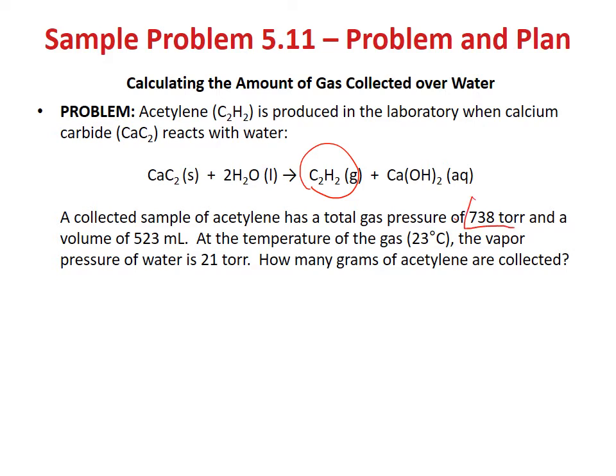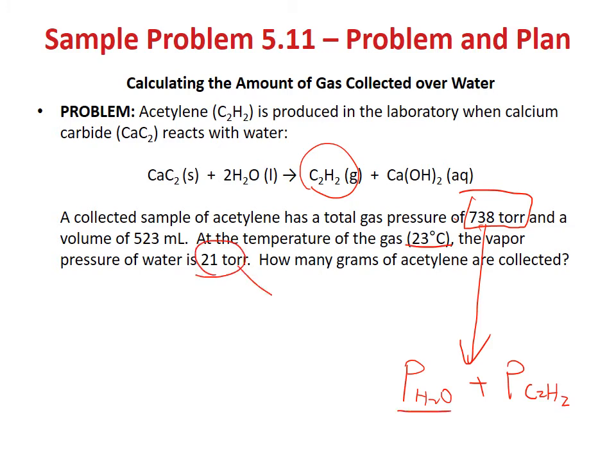So this is the total pressure, which is the sum of the partial pressures. In the gas mixture, we have acetylene and water vapor. So this pressure should equal the vapor pressure of water plus the pressure of acetylene. Now the water vapor pressure at 23 degrees is given as 21, and the total pressure is 738. So you can calculate the acetylene partial pressure.